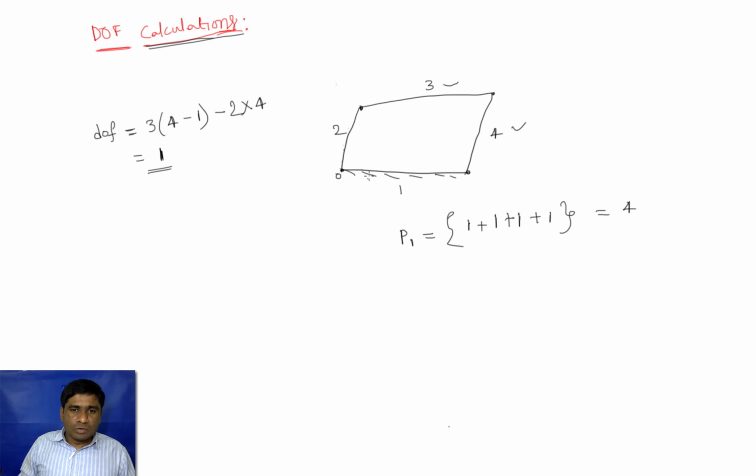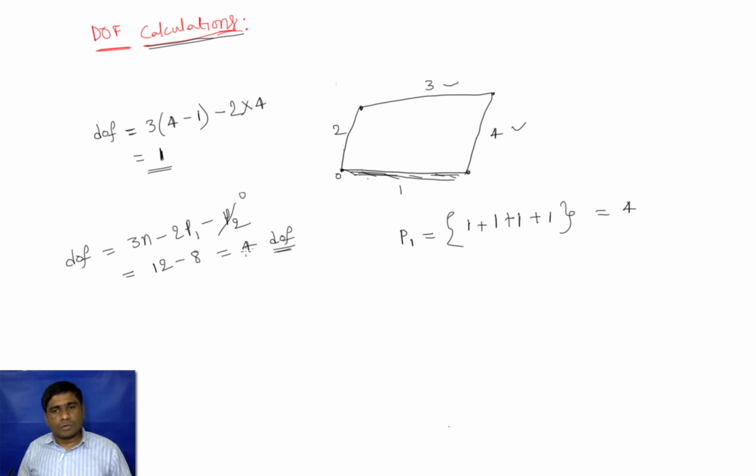And for example, if this link 1 is not fixed, then what is the degree of freedom in that case? The degree of freedom in that case equals simply 3n minus 2p1 minus p2. Here p2 equals 0. So again 3 into 4, that is 12, minus 2 into 4, 8. So the degree of freedom is 4.